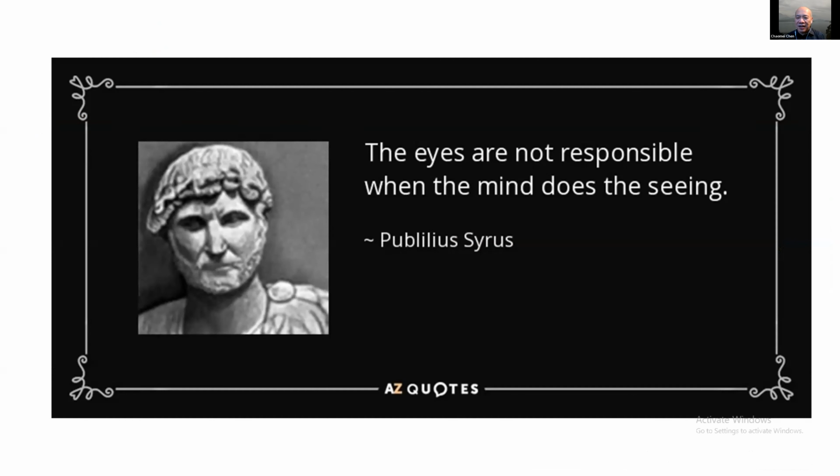So to further underline what I will share with you, I like this quote in particular: the eyes are not responsible when the mind does the seeing. I use this very frequently in the context of information visualization and also in the science mapping context. So the emphasis is not only what we produce visually, but also what's in the player's mind. So the player can add a lot to this process.